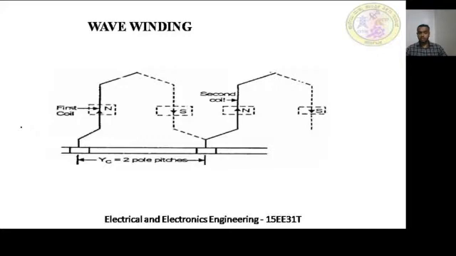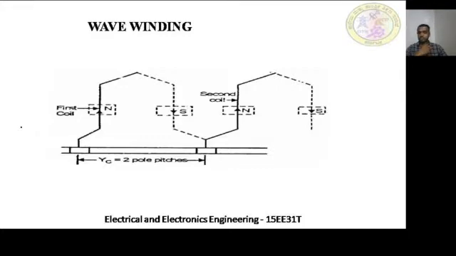The coil span of a coil is measured in commutator segments. When the coil span is measured in terms of commutator segments, we call it the commutator pitch, indicated by YC. So it's a distance measured in terms of commutator segments. We call that the commutator pitch.